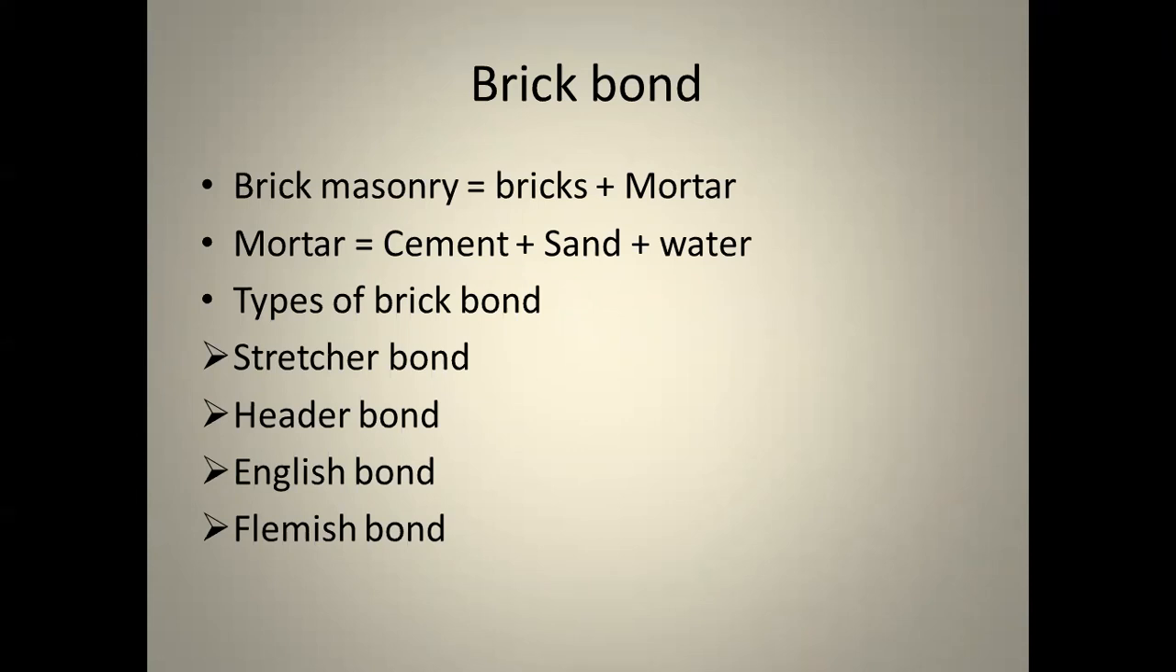So let's see what are the types of brick bonds. We have four types of brick bonds. First one is stretcher bond, then we have header bond, English bond and Flemish bond. Make sure that the stretcher bond is around half feet thick and the header bond, English bond, Flemish bond are 3/4 thick.